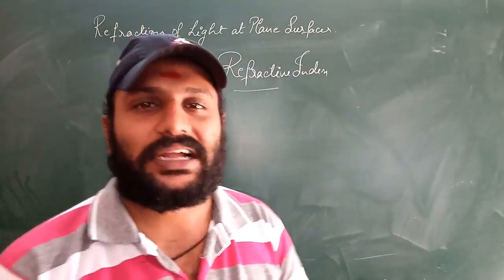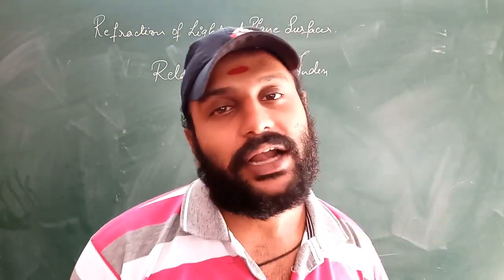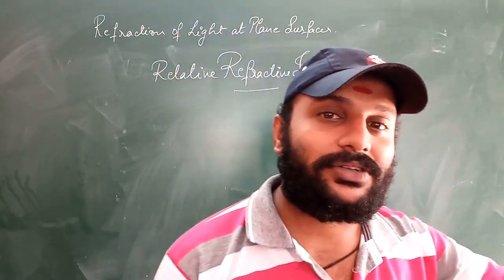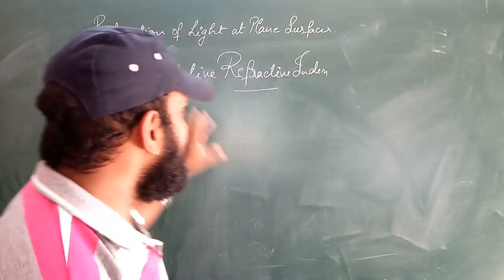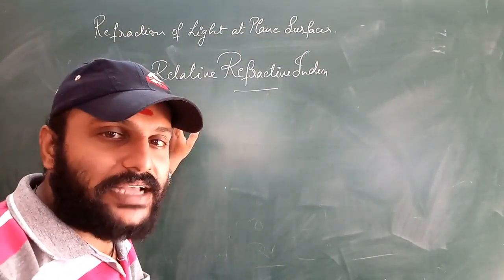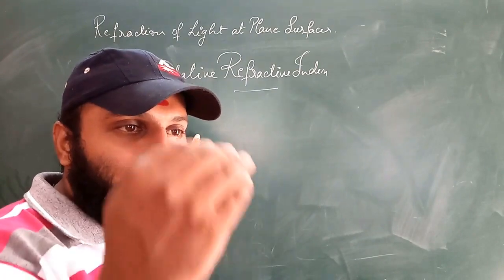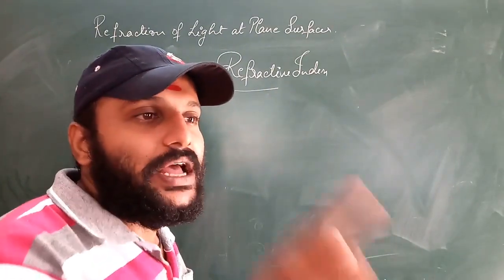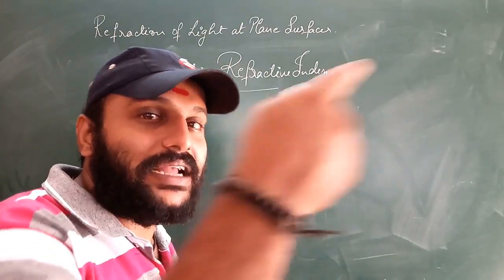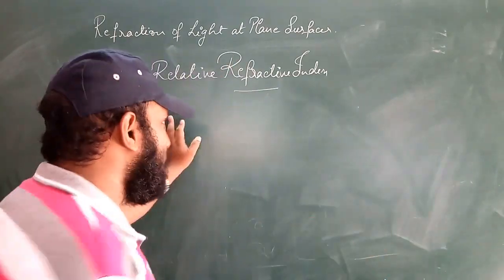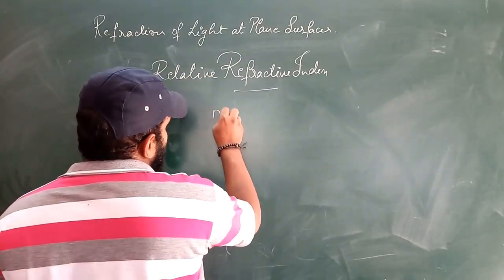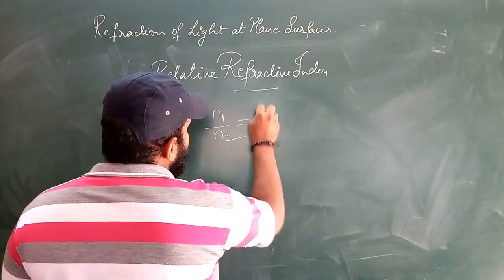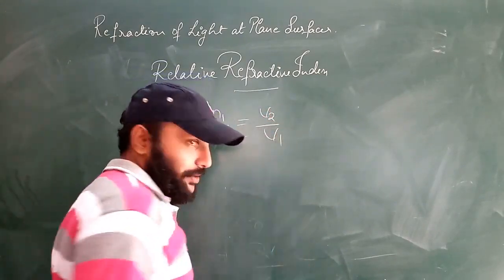So relative means comparing. In the absolute refractive index, you are comparing the velocity of light in one medium with the velocity of light in the vacuum. Here, the relative refractive index is the ratio of the refractive index of one medium to the refractive index of the second medium, which is equal to the velocity of light in the second medium to the velocity of light in the first medium. That means N1 by N2 is equal to V2 by V1, right?